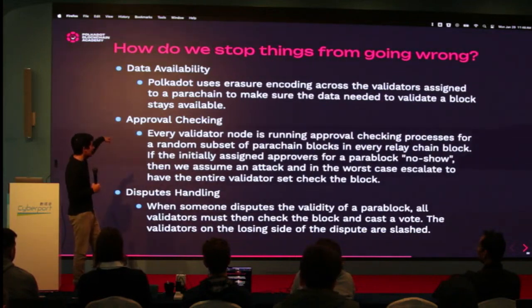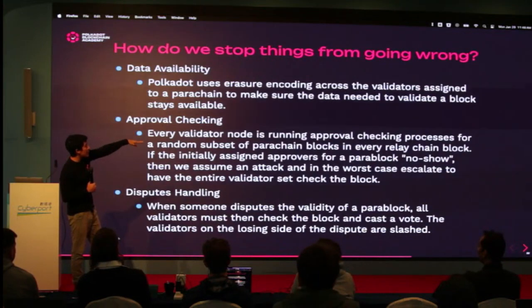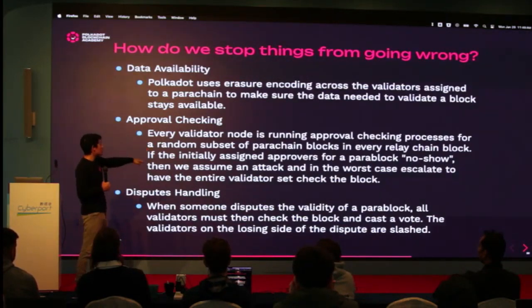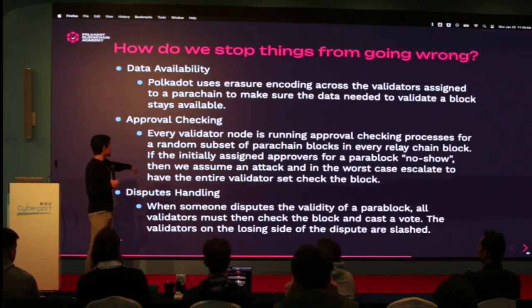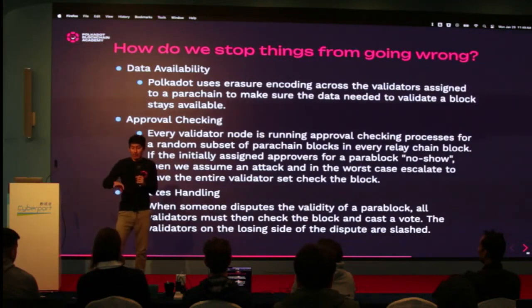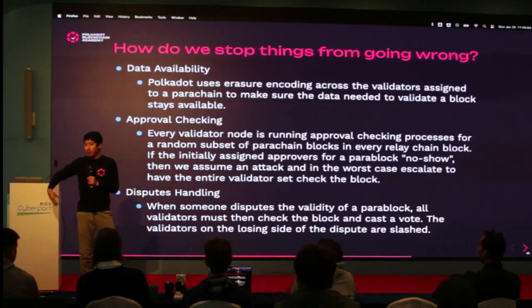We have approval checking, where every validator node runs an approval checking process for a random subset of parachain blocks in every relay chain block. If the initially assigned approvers for a parablock are a no-show, they don't show up, then we assume an attack and, in the worst case, escalate to have the entire validator set check the block. So basically, we have a mechanism where we give it to a subset, and we hope they do the process.